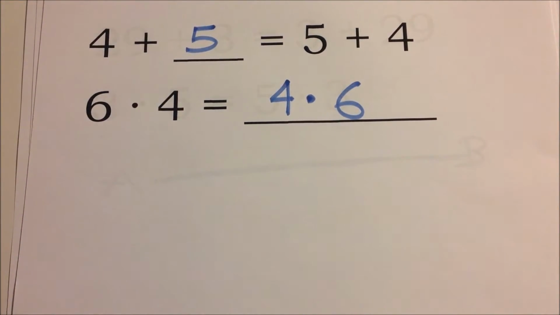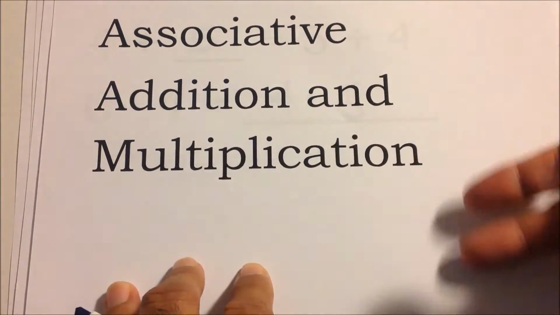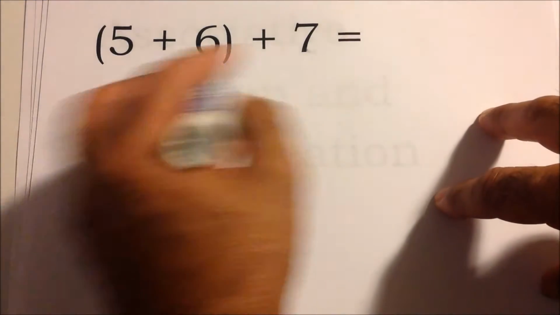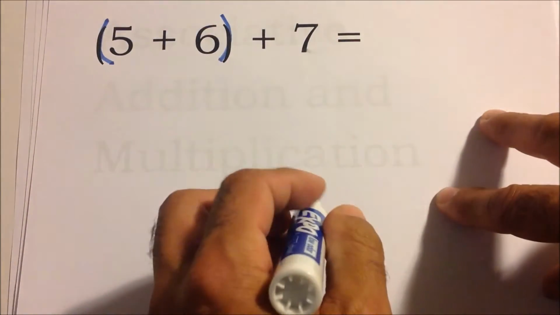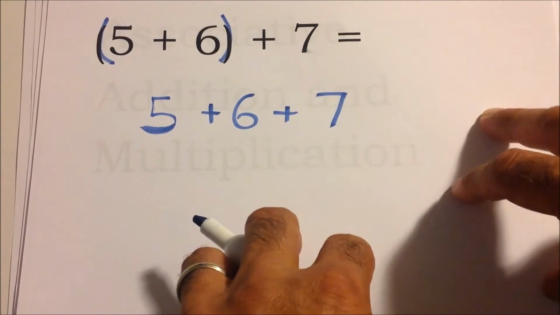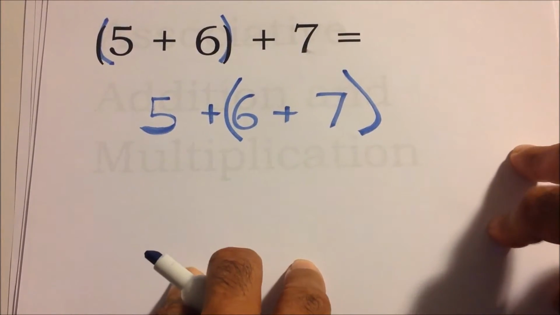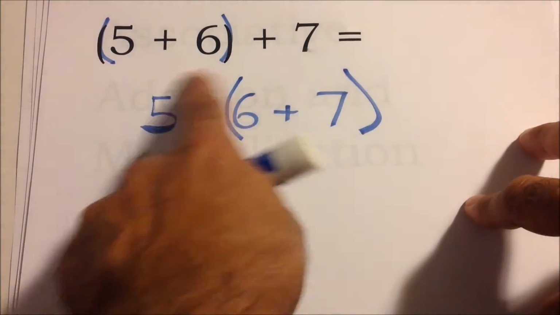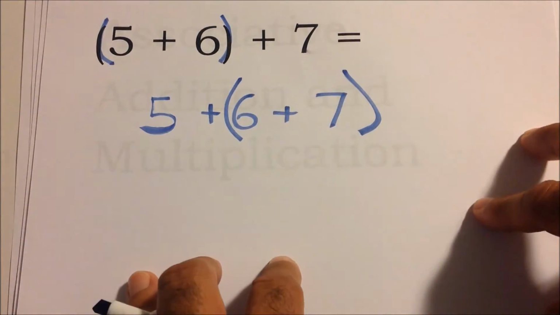Okay, the next property is the associative property. And again, only addition and multiplication. In the associative property, we have 3 numbers we're going to deal with. With 5 plus 6 in parentheses, plus 7, we're going to write the same numbers again, but put the parentheses, the grouping symbol, somewhere else. So in the associative property, we have 3 numbers with grouping symbols, the parentheses, and we're just going to move the parentheses. That's all we're going to do.